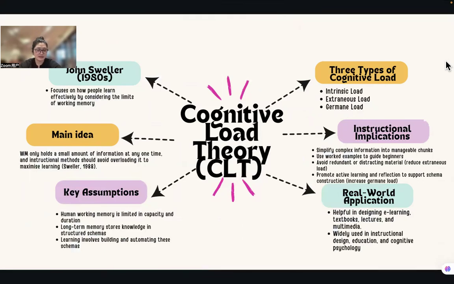The key assumptions of CLT are that human working memory is limited in capacity and duration, and long-term memory can store knowledge in structured schemas. Learning involves building and automating those schemas. So there are actually three types of cognitive load.